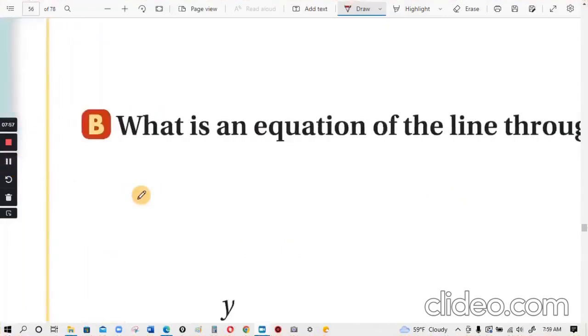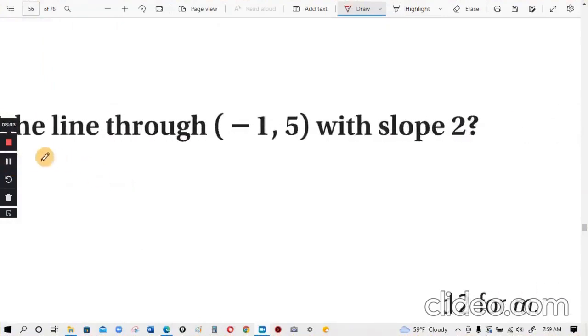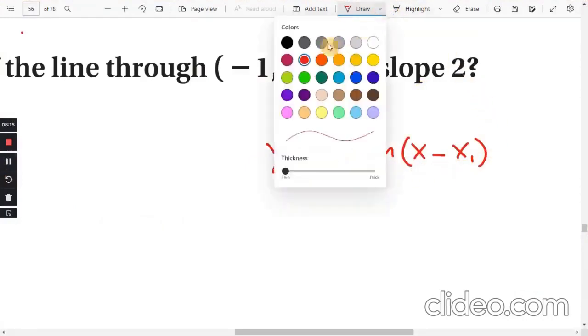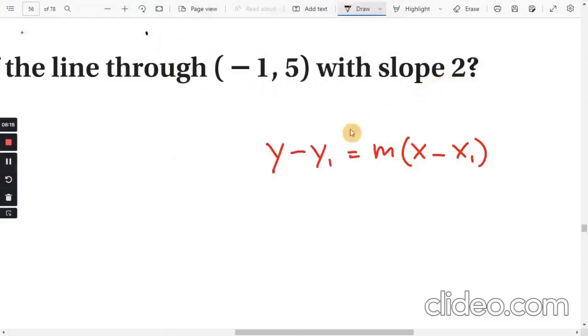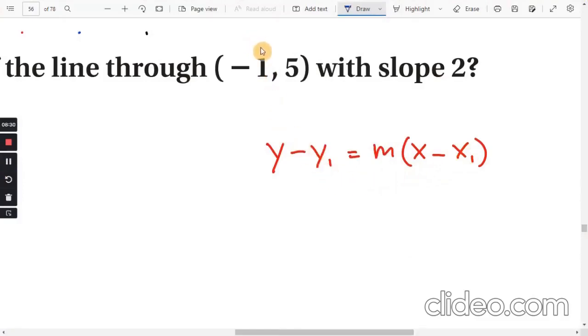Okay, so next up, part B. What is an equation of the line through -1, 5 with slope 2? In this case, we have one point and the slope. It's best to use point slope form: y minus y1 equals m times x minus x1. So see if you can take these numbers here and plug them into the correct place in this equation. For the point, that gets plugged in at x1 and y1. The first number on the point is x1, and the second number on the coordinates is y1. And as always, the slope is represented by m.